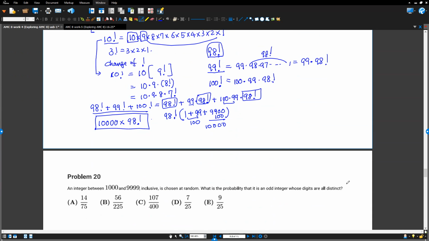Okay, 98 factorial, what is that? We start with 98 times 97 times 96 times 95, keep going, there will be 90, and keep going, 75, keep going, 50, maybe somewhere 25, times 10 times 5.